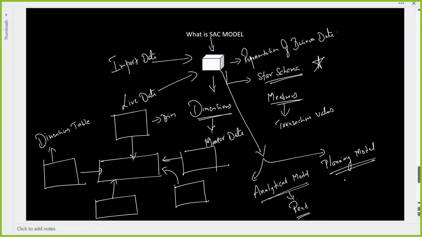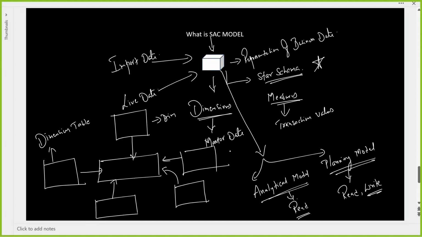Whereas in planning model, we'll try to load the actual data from your S/4HANA, and planners can input some planning data based on the actuals, right? Budgets, forecast, can be anything. So they can read the data, analyze the data, as well as write the data also. So it has got a write feature. So analytical is only for reading the data and analyzing it, and planning model is for reading as well as writing the data.